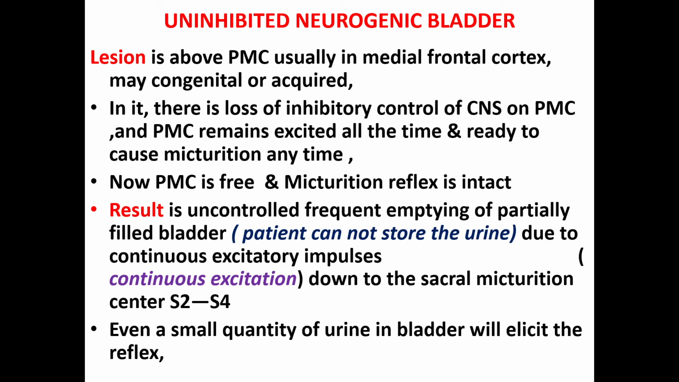Then we have the uninhibited neurogenic bladder. Uninhibited means the bladder is stimulated. The lesion is at the level of, or above, the pontine micturition center. It is usually in the higher center of the brain, in the medial frontal cortex. It may be congenital or acquired. There is a loss of inhibitory control of the CNS on the pontine micturition center, so the pontine micturition center remains excited all the time and ready to cause micturition anytime. That means your PMC is now free and will cause micturition again and again.